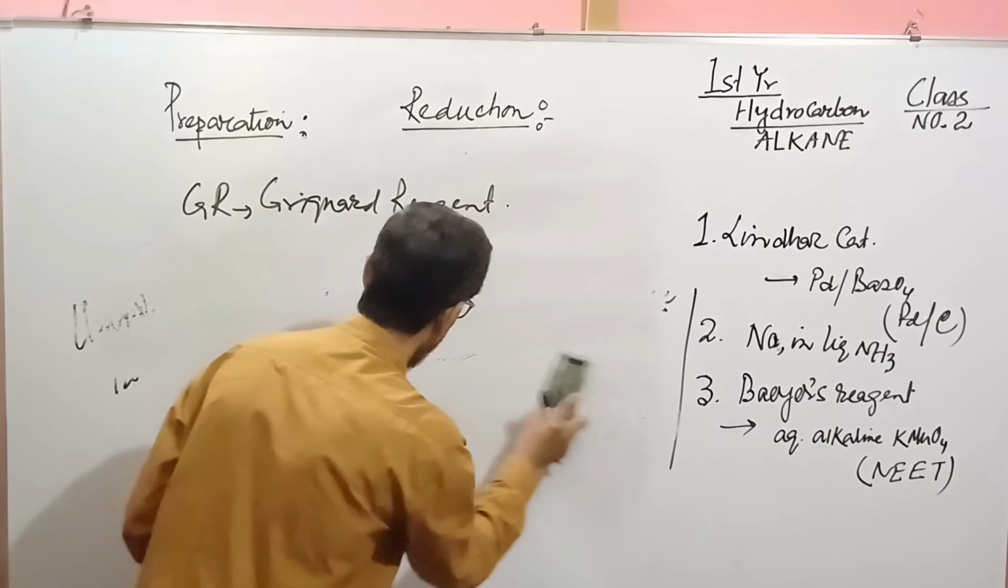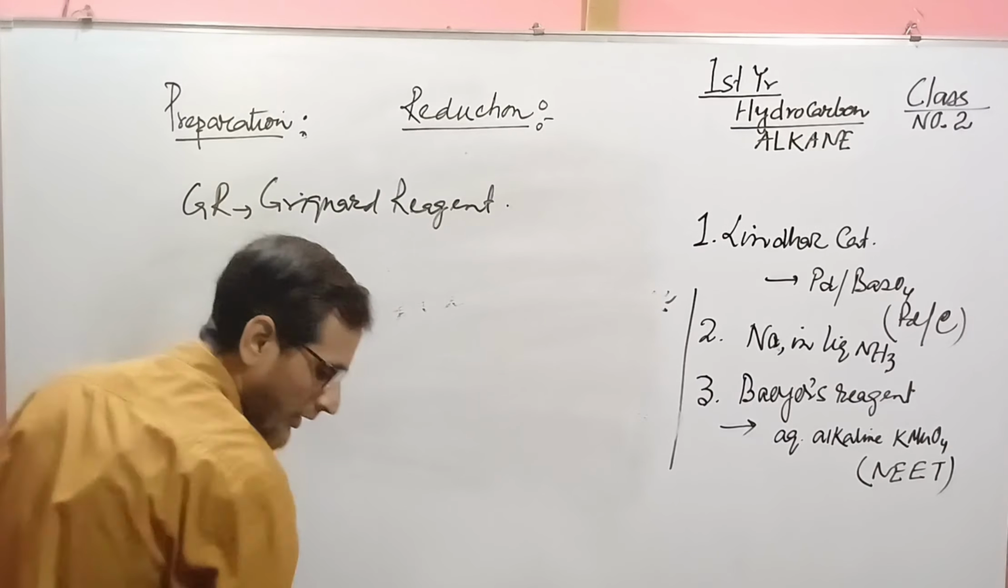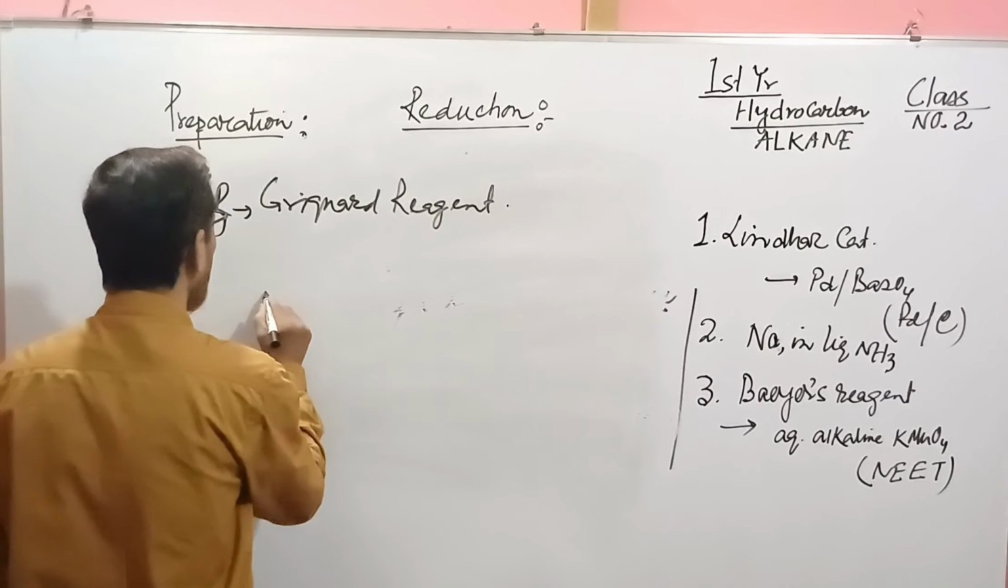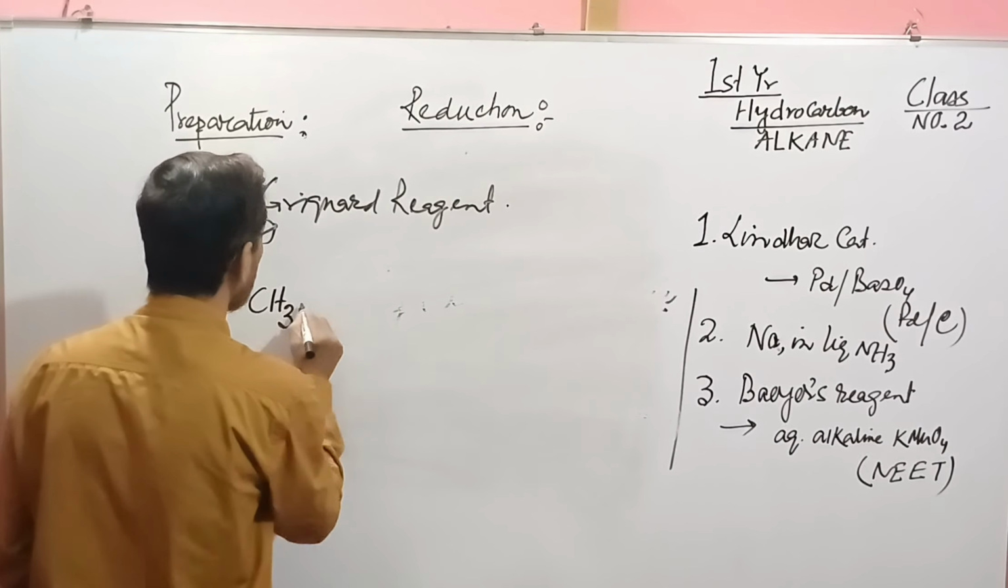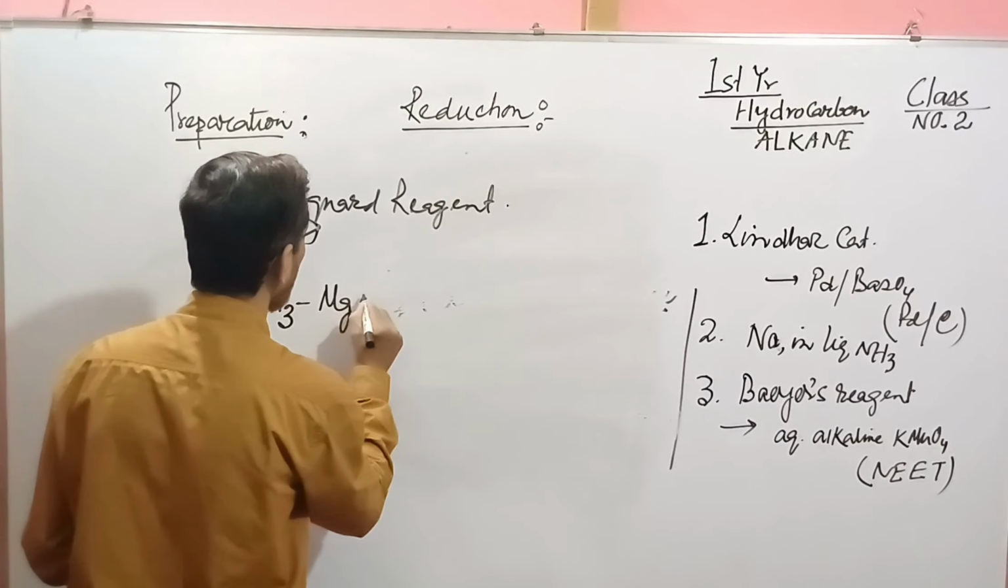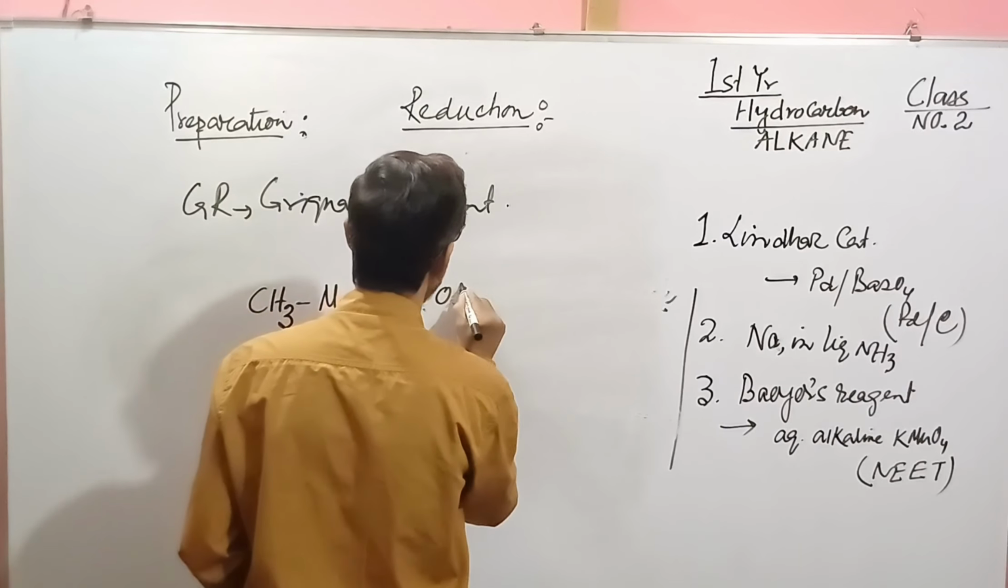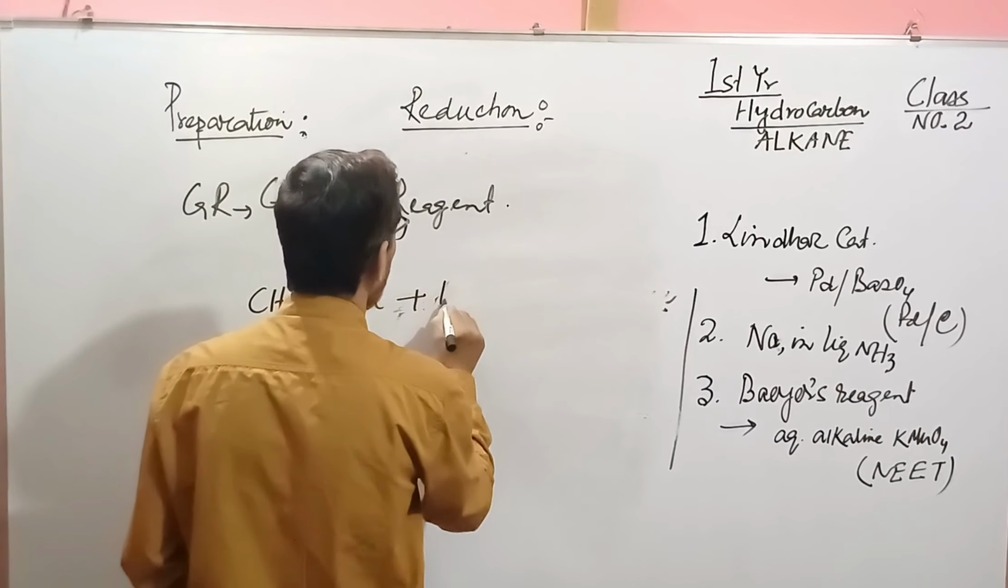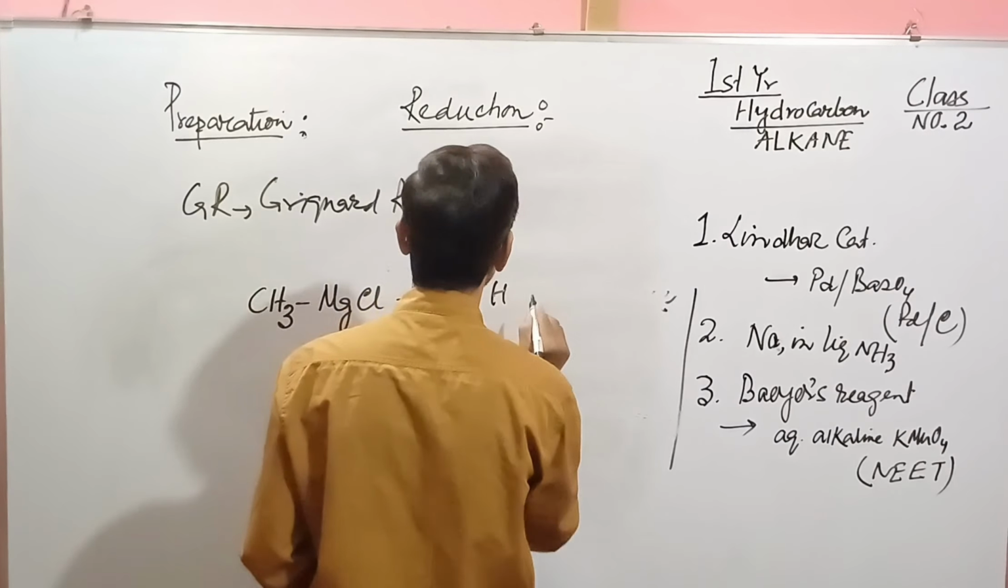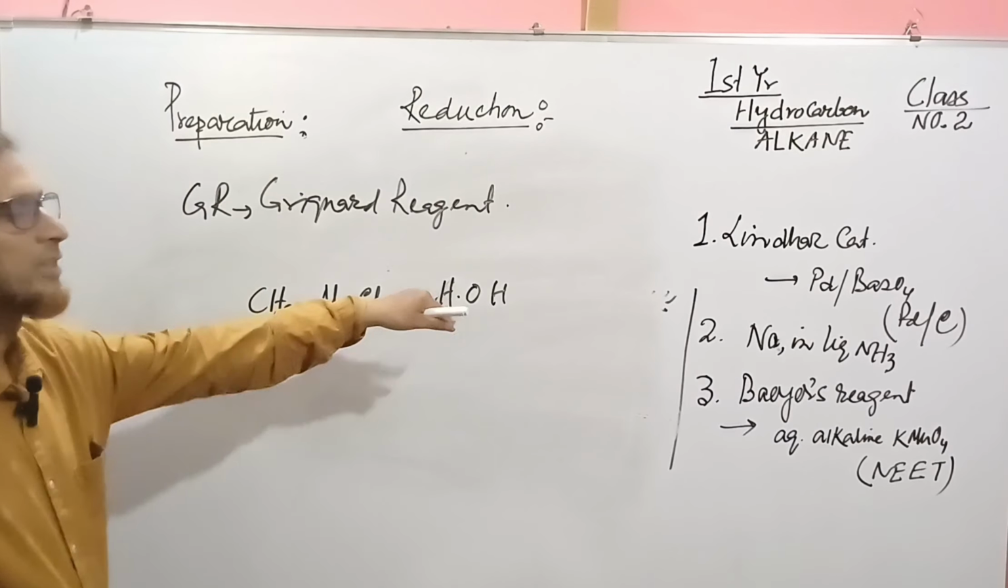So what happens here is, I need to prepare alkane. So let me take an organic compound, sorry, an organometallic compound. Say this is the organometallic compound, and I am writing water. What happens when methyl magnesium bromide is treated with water?